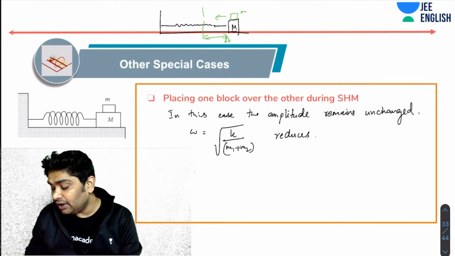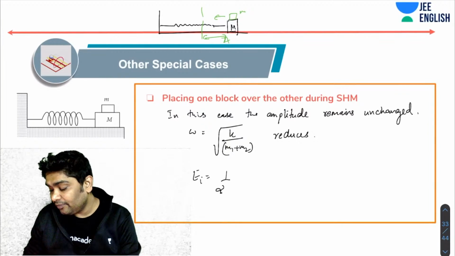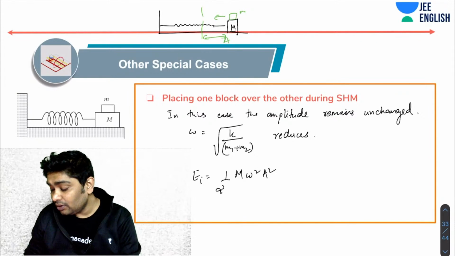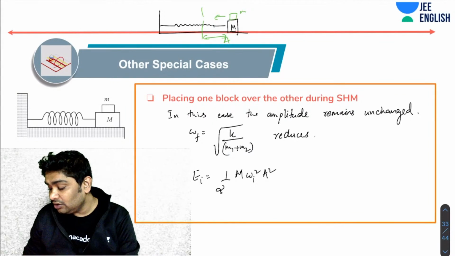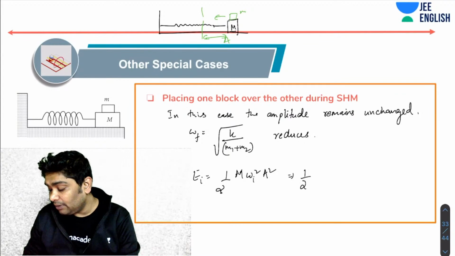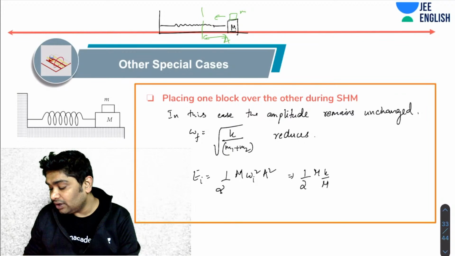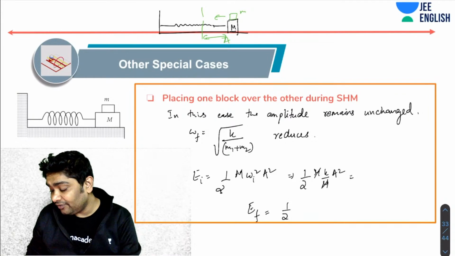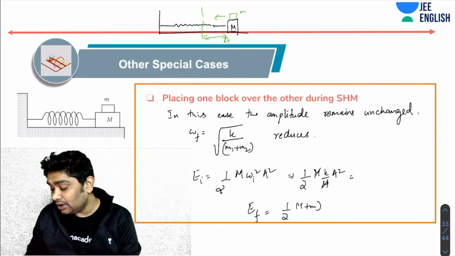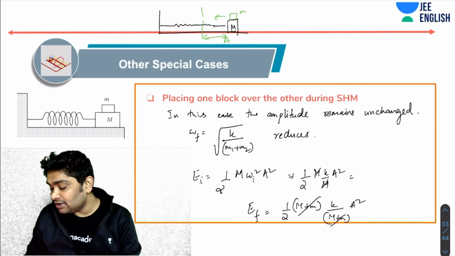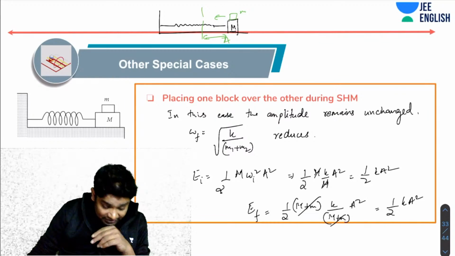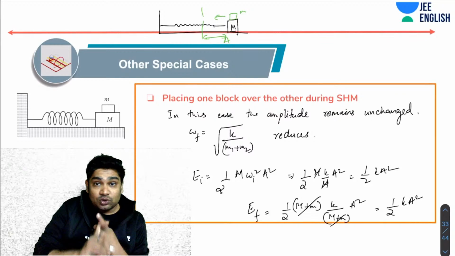And what about the total energy? Energy, you realize, initially was half capital M omega square A square. With final omega and initial omega, omega initial was root of k by capital M, so the energy is half k A square. Finally also you will get half of capital M plus small m into omega square, which will be k over M plus m, times A square. So what you realize is both are half k A square in both the cases. So the energy is not lost. In such a case, the amplitude remains the same, the omega reduces, and there is no loss of energy.